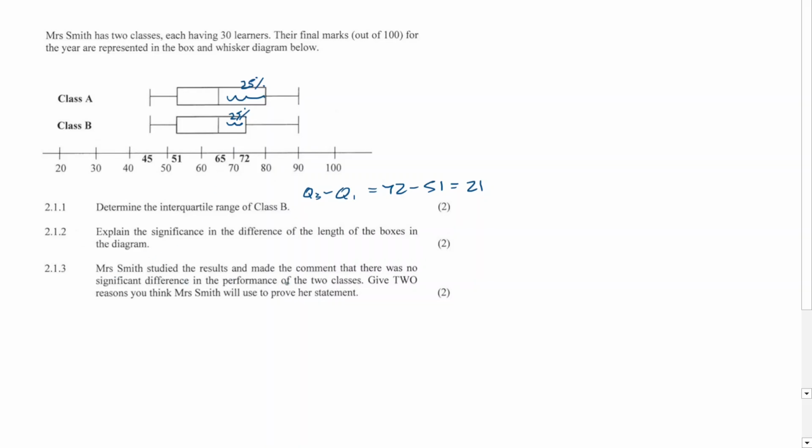Mrs. Smith studied the results and made a comment that there was no significant difference in performance between the two classes. Give reasons why you think Mrs. Smith would use that statement to prove what she said. And so what she might say, like I said earlier, is that the medians are the same, the ranges are the same, the min and max are the same, and so all those would be indicators that they're the same. Obviously there is a difference, and we've looked at that in the previous question, but that's what Mrs. Smith might say to prove her statement.